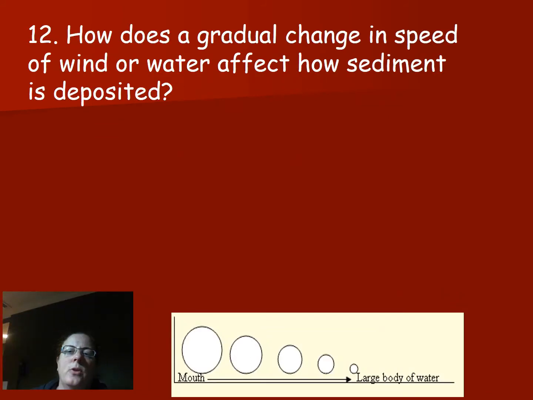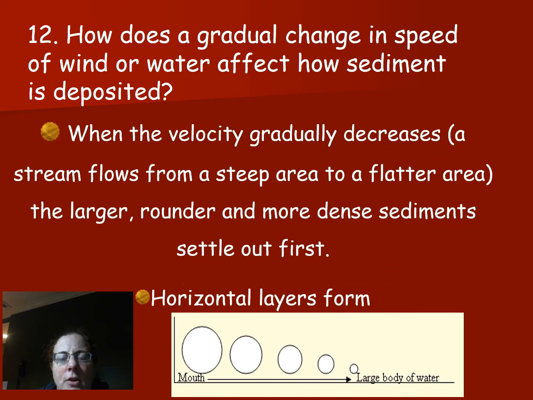How does a gradual change in speed of wind or water affect how the sediment is deposited? If you have the mouth of a river, which is where it enters a larger body of water, and this river slowly slows down, what will happen to how the sediment's deposited? When velocity gradually decreases, which means the stream flows from a steeper area to a flatter area over time, not too quickly, the larger, rounder, and more dense sediments will settle out first.